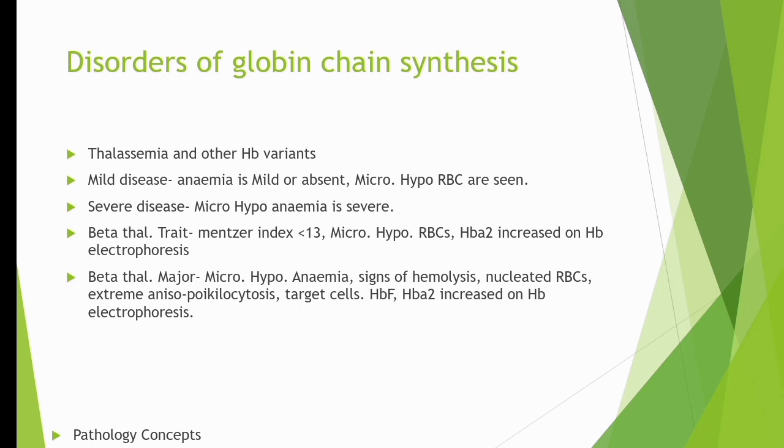In beta thalassemia trait, Mentzer index is less than 13. Mentzer index is equal to MCV in femtoliter upon RBC count in millions per microliter. So, if the ratio is less than 13, then it probably suggests a beta thal trait. Other findings are microcytic hypochromic RBCs and increased HbA2 fraction in Hb electrophoresis. In beta thalassemia major, microcytic hypochromic anemia, signs of hemolysis, nucleated RBCs, extreme anisocytosis, poikilocytosis, and target cells are seen.